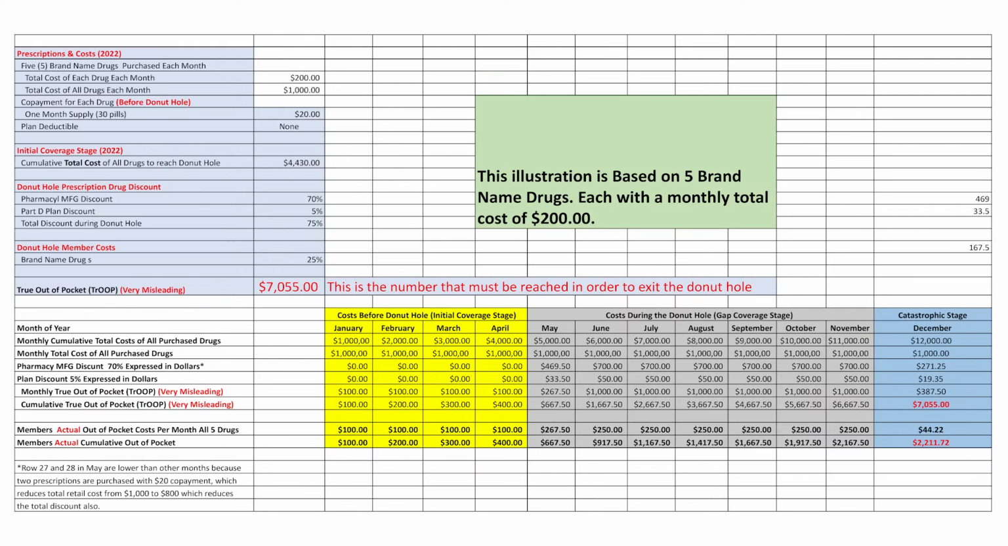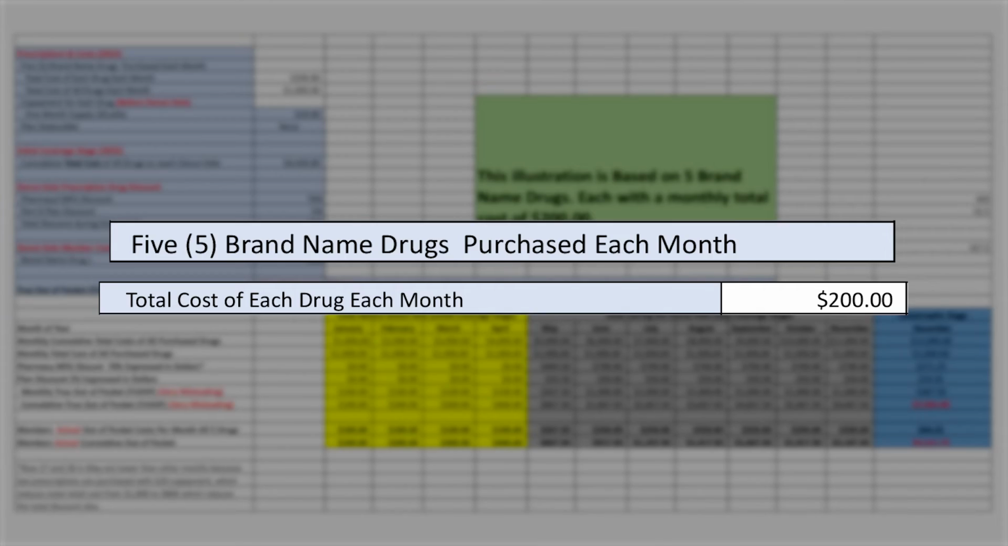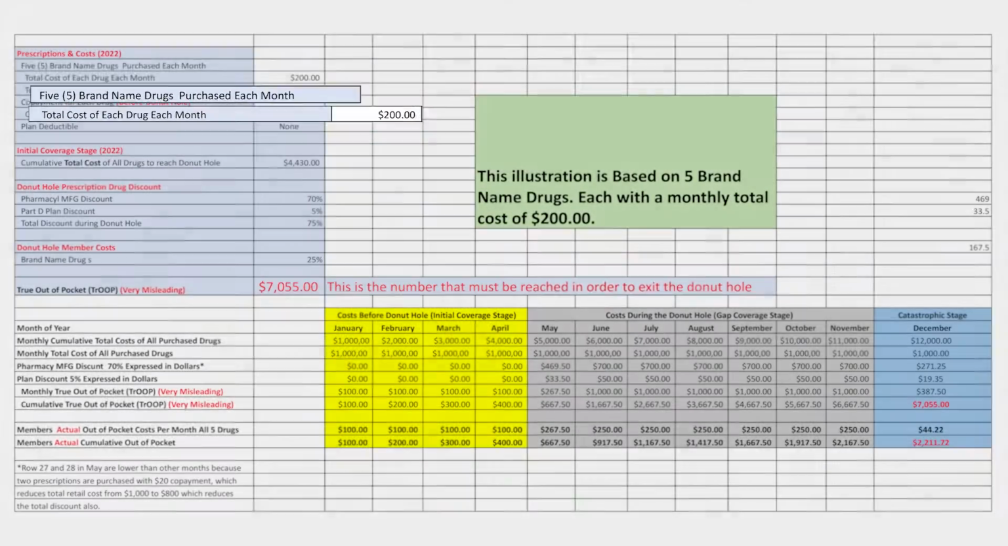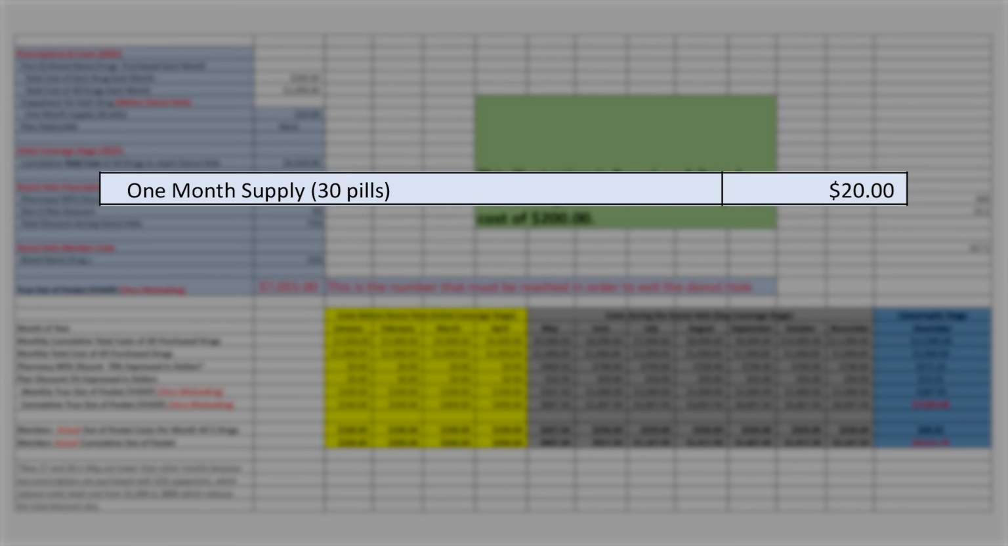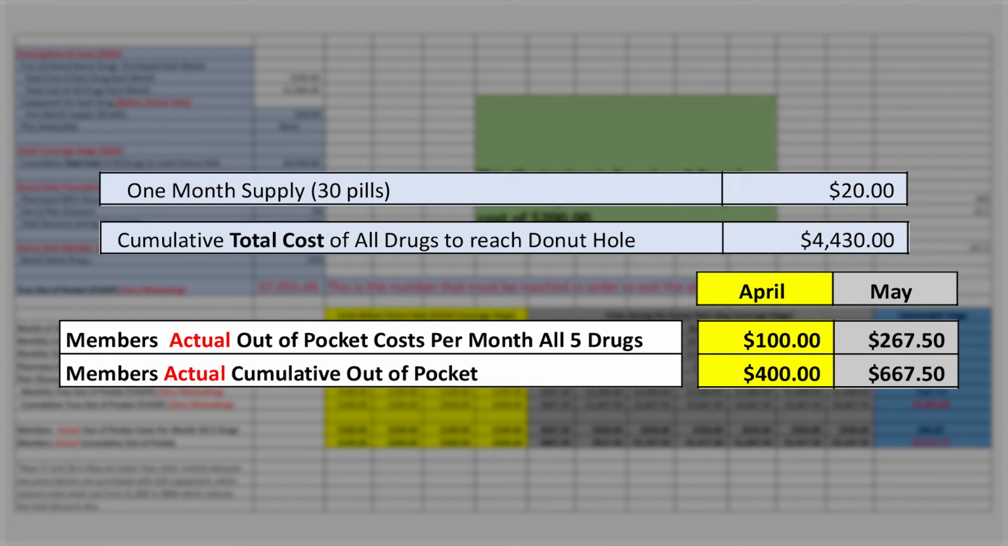This illustration is based on a plan member who purchases 5 brand name drugs every month with a retail cost of $200 each. Each drug will cost the member a $20 copayment each month until the member reaches the donut hole. The donut hole is reached the month that the total retail cost of all prescription drugs reaches $4,430. In this illustration, that occurs in May. At that point, you will see the member's actual out-of-pocket cost changes significantly.